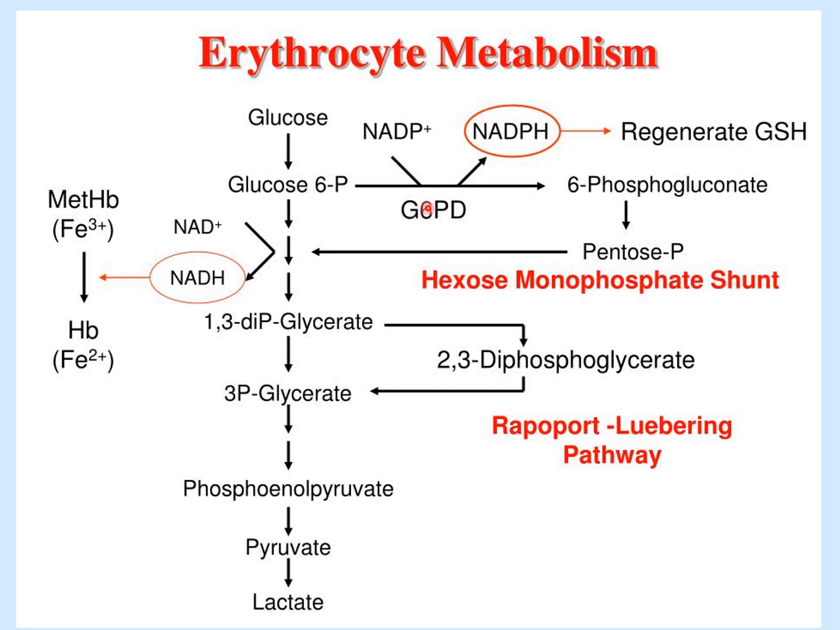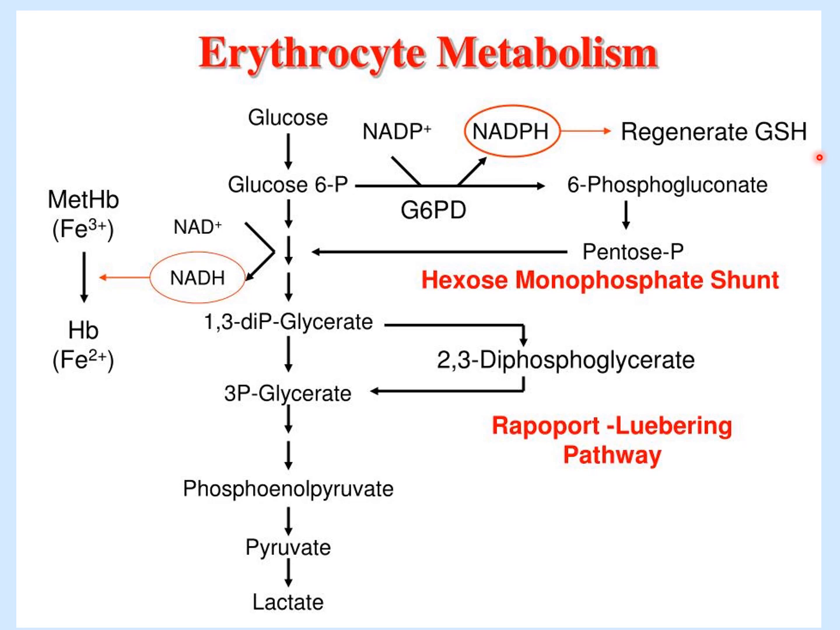If you remember, the pentose phosphate pathway produces NADPH. NADPH is not used for energy production. First of all, NADPH in erythrocytes is necessary for regeneration of glutathione. GSH, this is glutathione in reductive form, and that is why we can say that NADPH is necessary for reduction of glutathione.